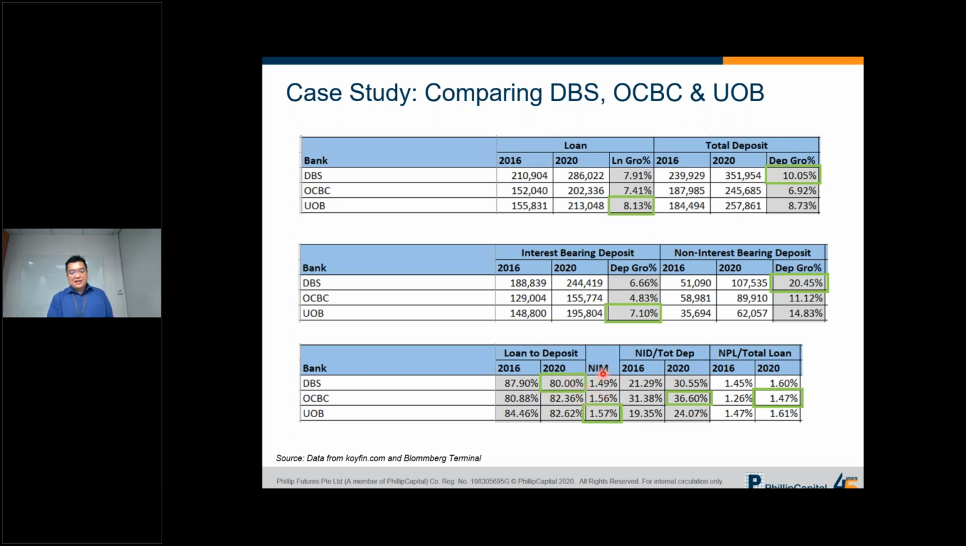Okay, this is the net interest margin that I mentioned just now. Among the three, they're pretty similar. Of course, you can see UOB is better, DBS is slightly lower, but it's not a major difference that we need to be too concerned of, right? Unless you see numbers that jump out, then you will need to look deeper into it.